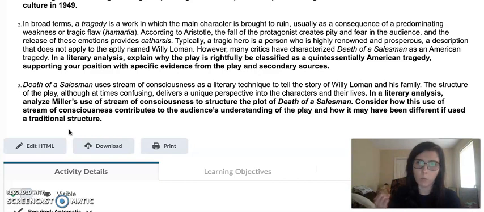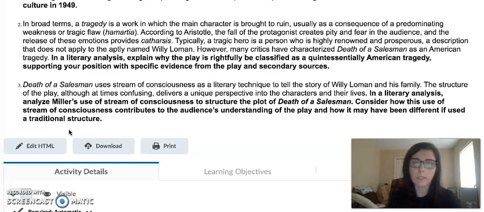According to Aristotle, my homeboy, the fall of the protagonist creates pity and fear in the audience, and the release of these emotions provides catharsis. That's what makes a successful play to Aristotle, is the catharsis ultimately. Typically, a tragic hero is a person who is highly renowned or prosperous, a description that does not apply to the aptly named Willy Loman. However, many critics have characterized Death of a Salesman as an American tragedy, a quintessentially American tragedy.